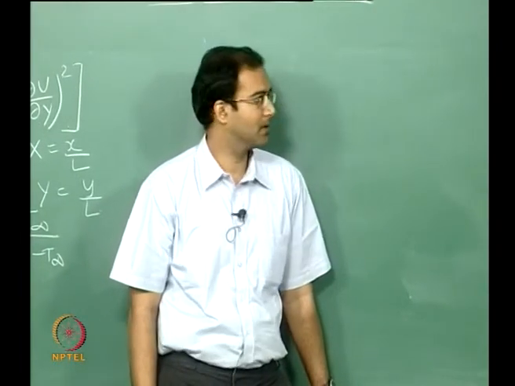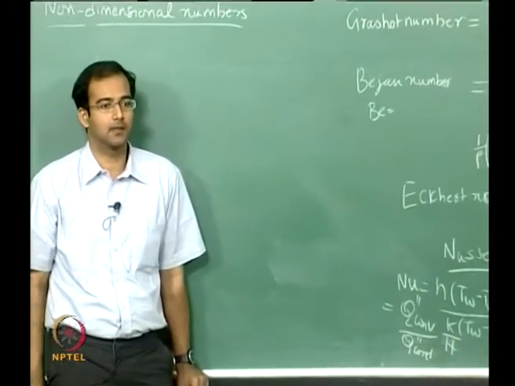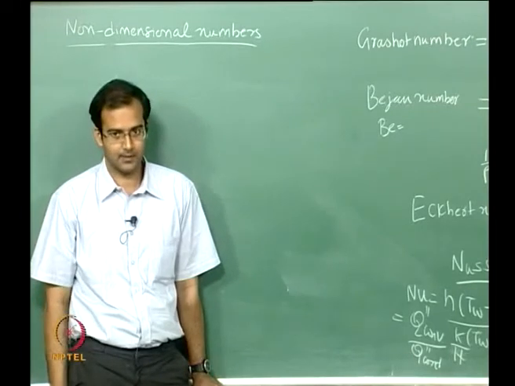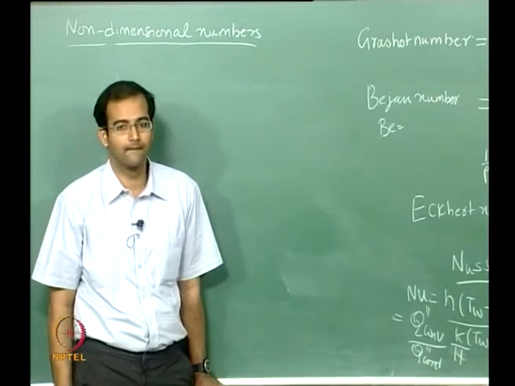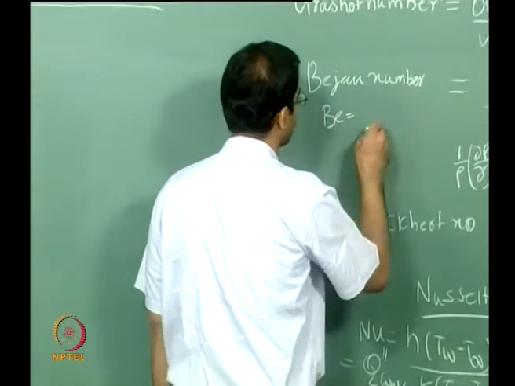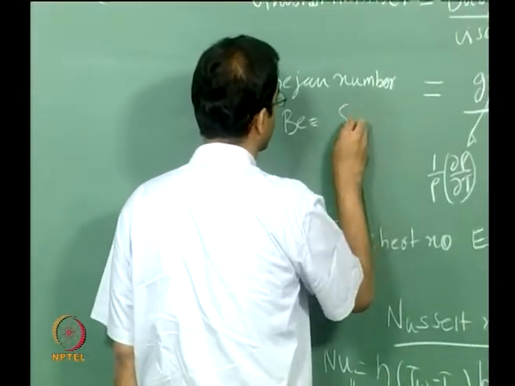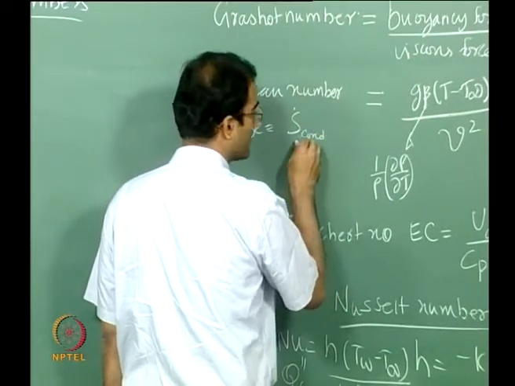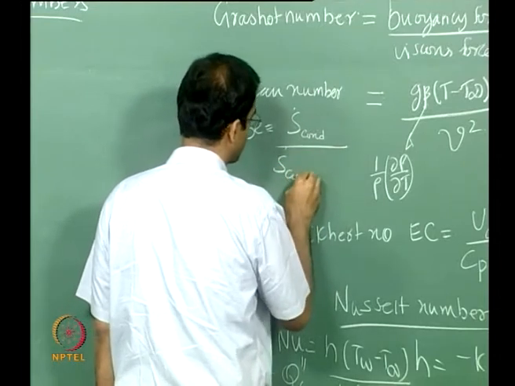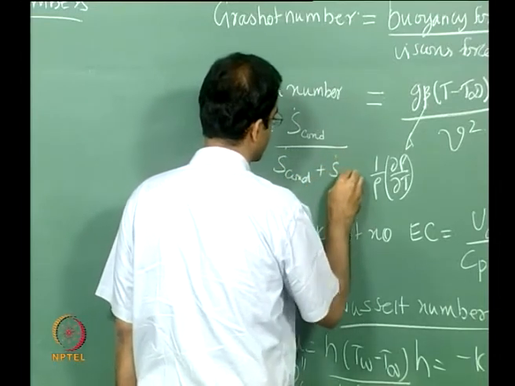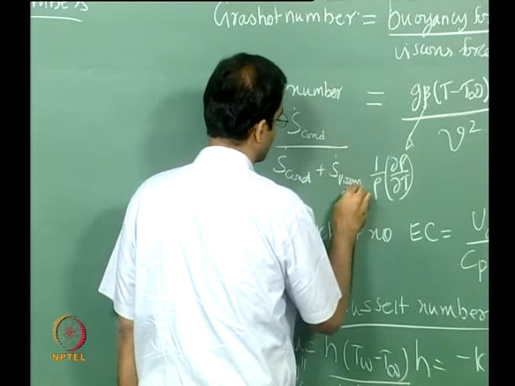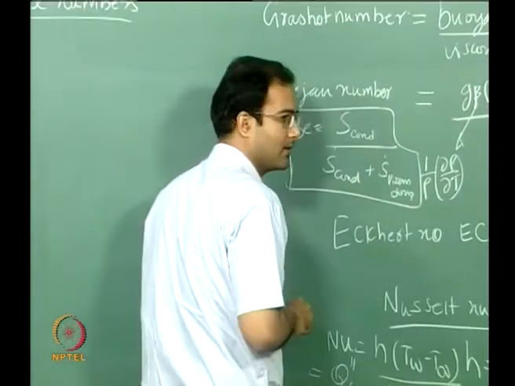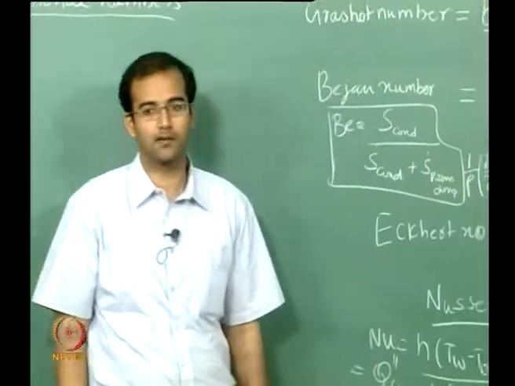In fact, I have also given one problem in your assignment to calculate the irreversibilities due to viscous dissipation. So this is your entropy generation due to conduction, plus entropy generation due to viscous dissipation. So you can substitute the appropriate terms and you will arrive at what we have derived in the last class.